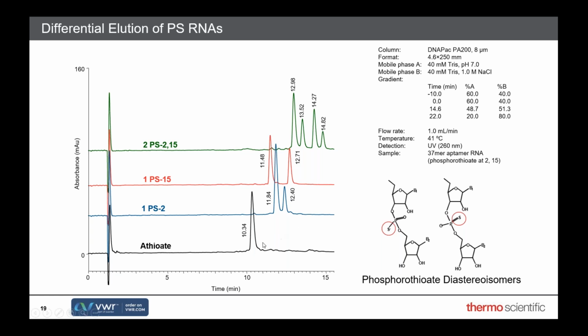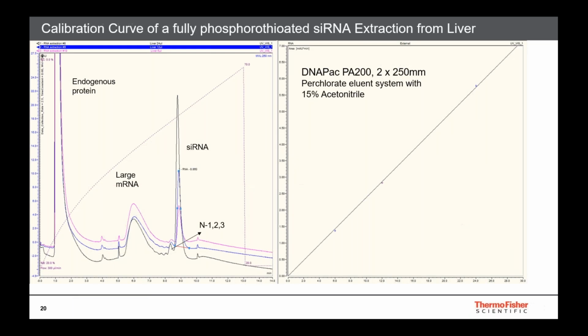The other thing about this, as you notice this separation, as you add an extra sulfur, it gets more and more retained. When you've got them fully thiolated, it sticks like glue to that column. It's a very, very strong retention. And that retention actually helps us.